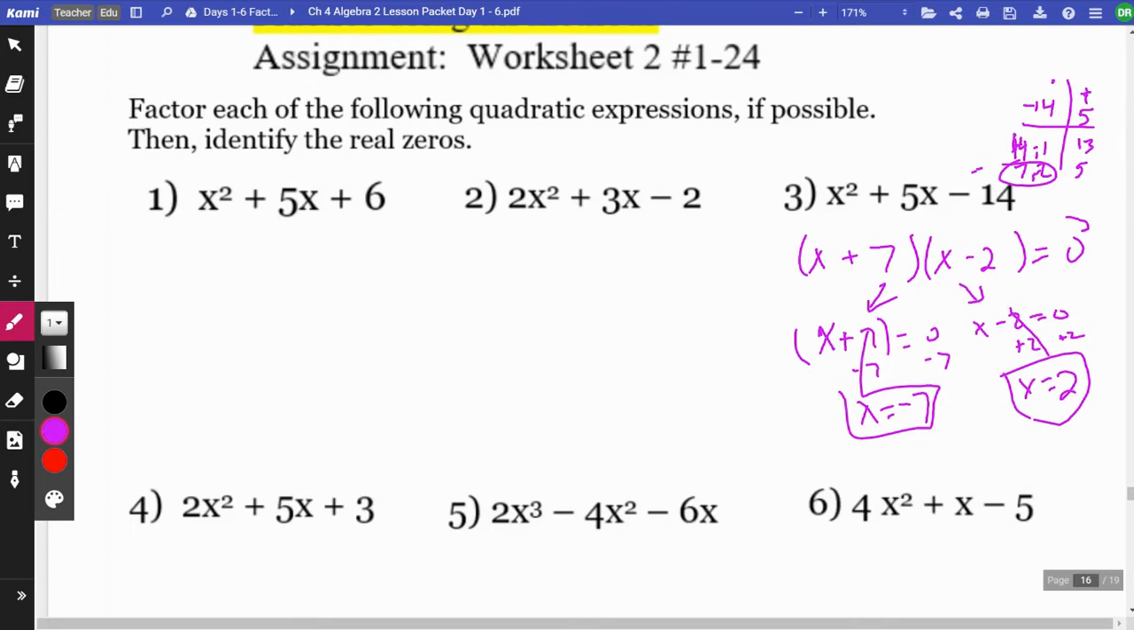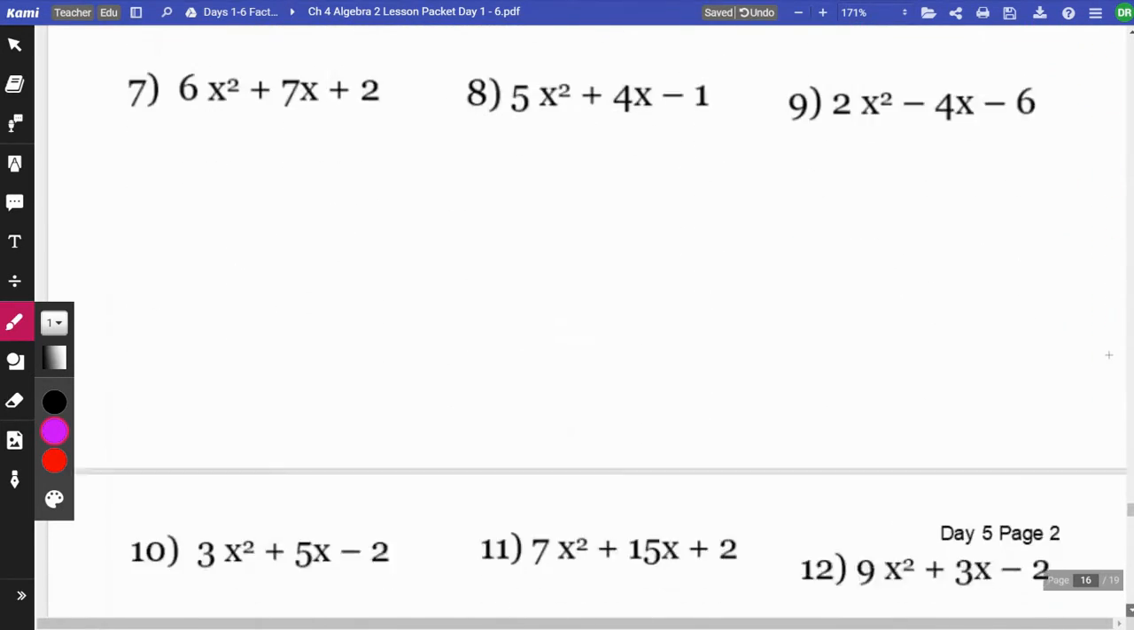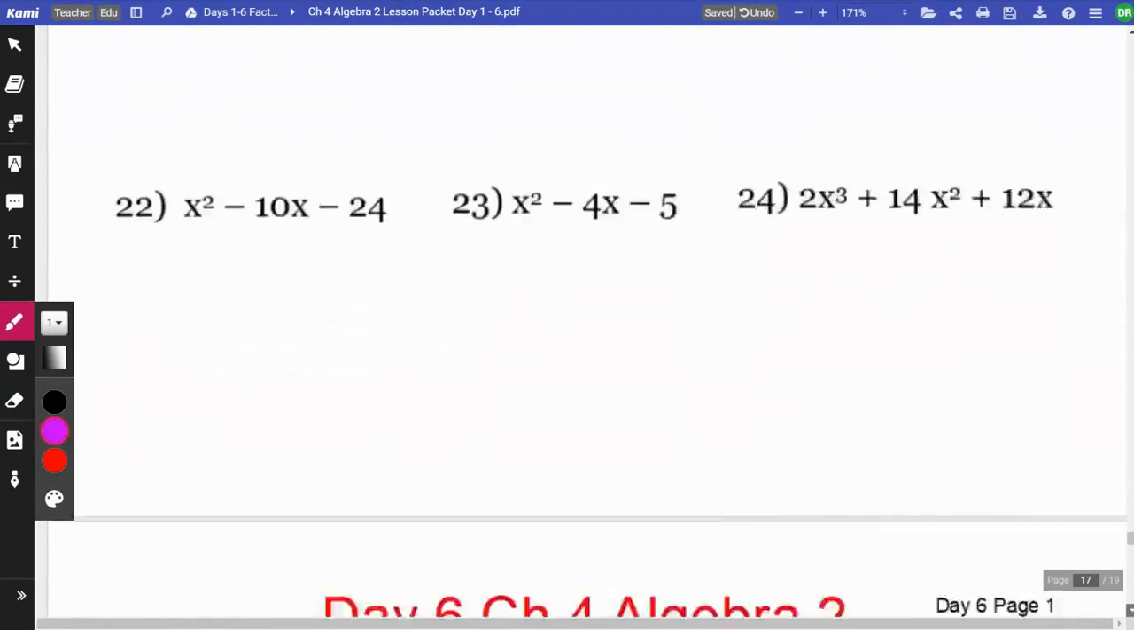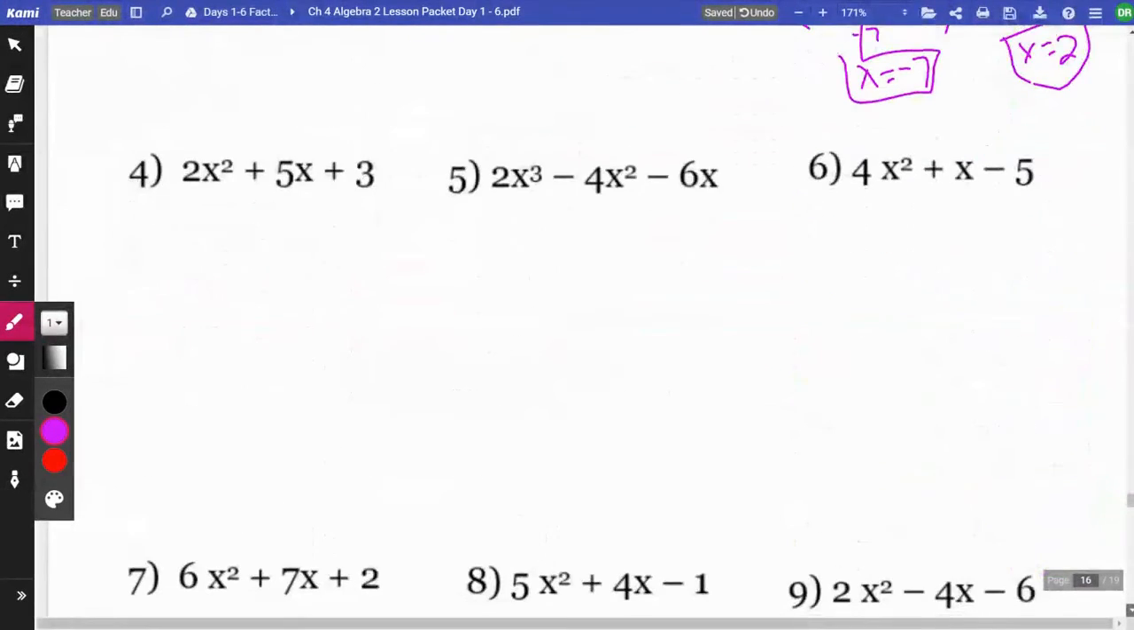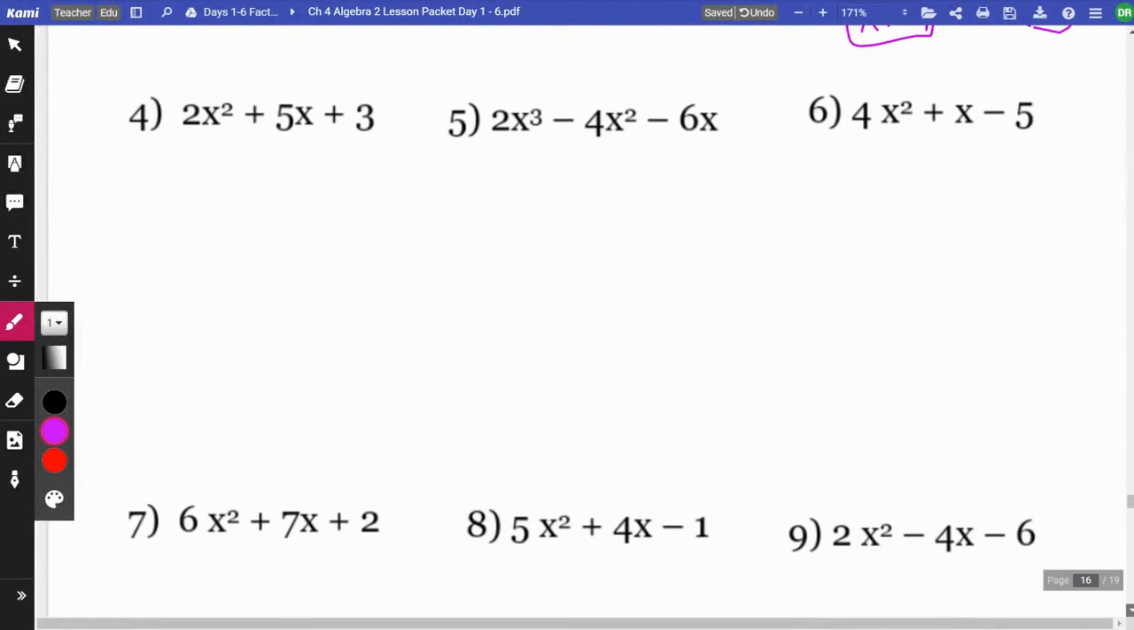Okay, so that example should be pretty basic at this point. Not this again. Number 6, we'll notice that we have a leading coefficient here. And so I'm going to actually do number 5 instead. It's a little bit better for our purposes.